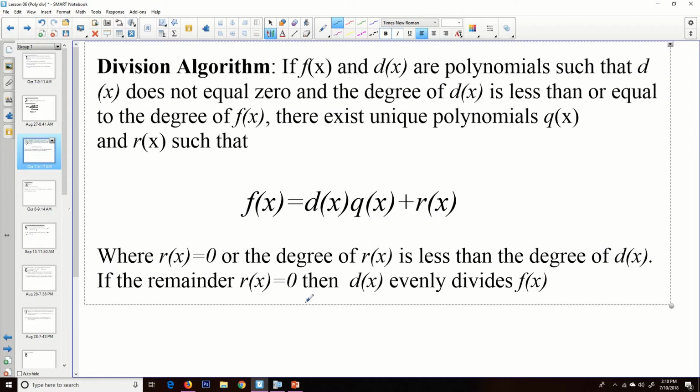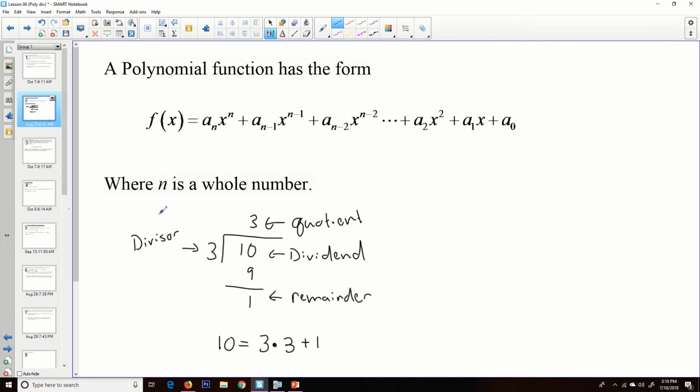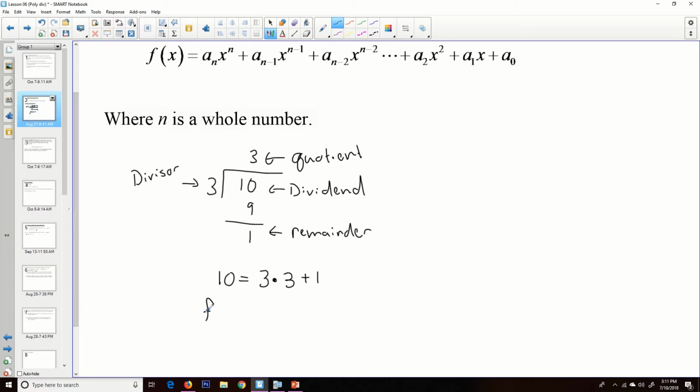So what does all of that mean? Well, notice we have something similar here. We have an original value. We're multiplying two values together plus some remainder. So we can think of that as this part here, where this thing is f of x. This right here is our d of x. This is our q of x. And this is our r of x. All right, and so we're going to do that with polynomials.